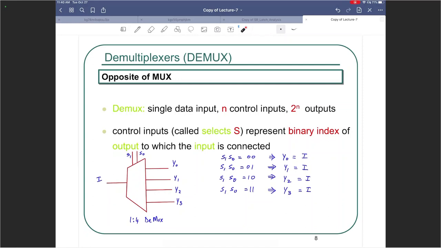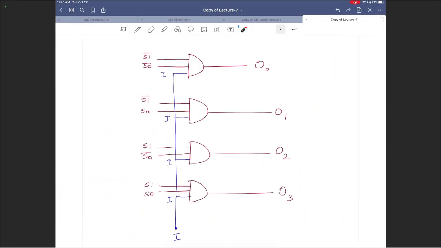So let us try to see if we can find out what goes inside this demux design. Essentially, a logic diagram that can implement these four statements. And it's actually quite simple. It is simply based off of four AND gates. The inputs to the first AND gate are S1 complement, S0 complement. Then S1 complement, S0. Then S1 and S0 complement. Then S1 and S0. Four AND gates for the 1:4 demux. Each of these AND gates has an input of I. And my claim is that if you do this, you get Y0 here, Y1 here, Y2 here, and Y3 here.